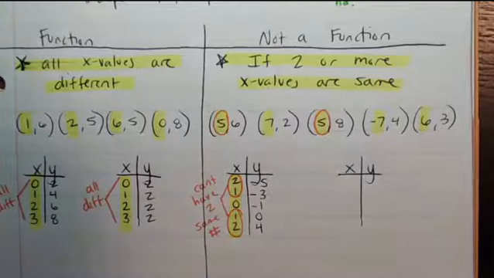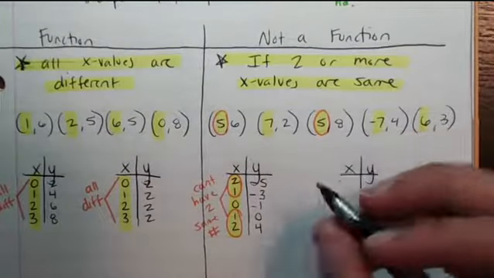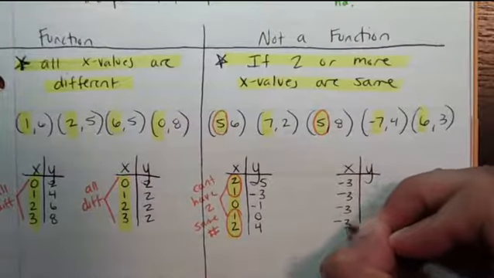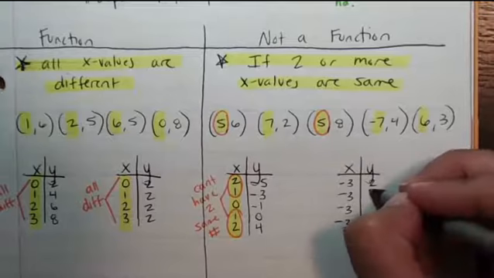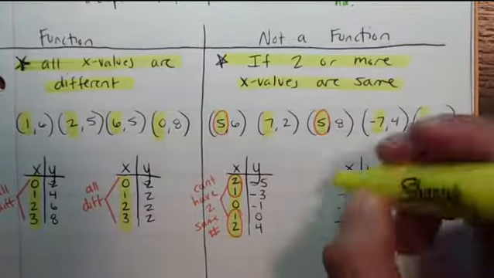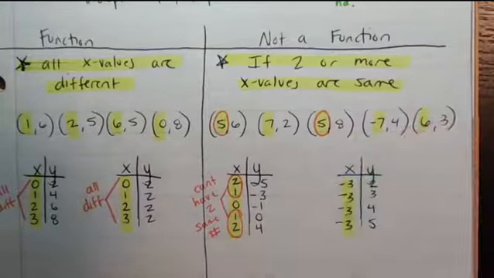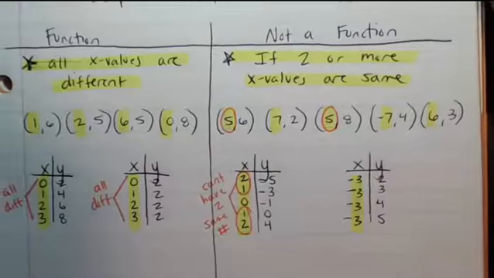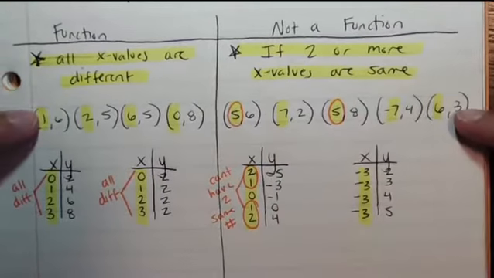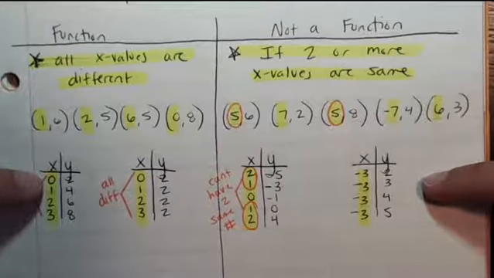Okay, so my xy table that would represent not a function, I'm going to have all the same x values, so -3, -3, -3, -3, and then I'll put 2, 3, 4, and 5. So again, this is not a function because every single x value is the same. Okay, so there's two ways they could ask you so far if it's a function or not. They can list them as ordered pairs, or they can give you the table.